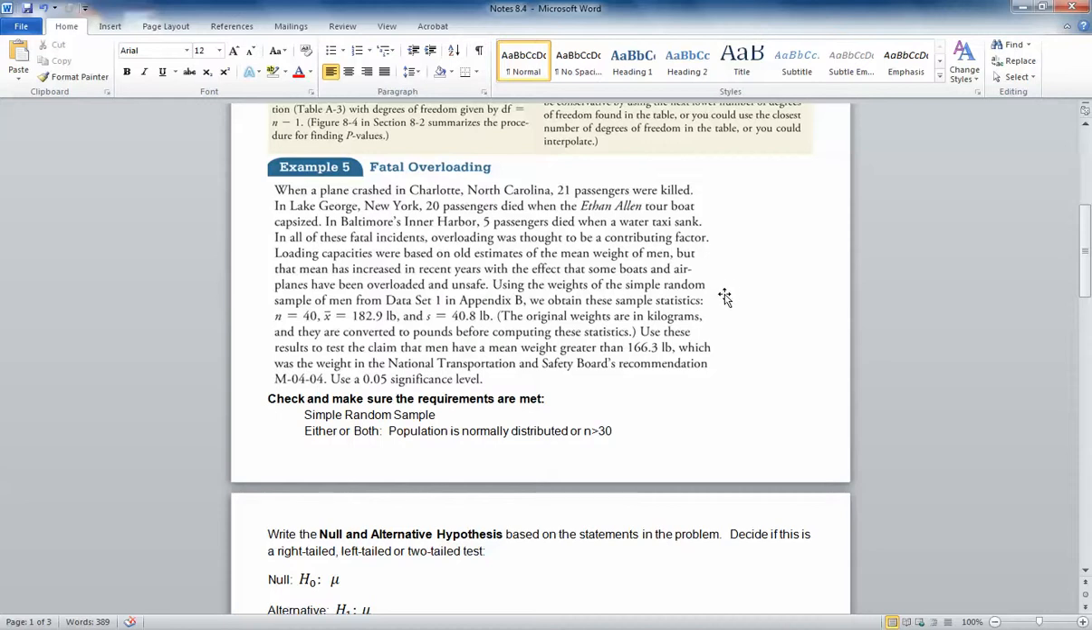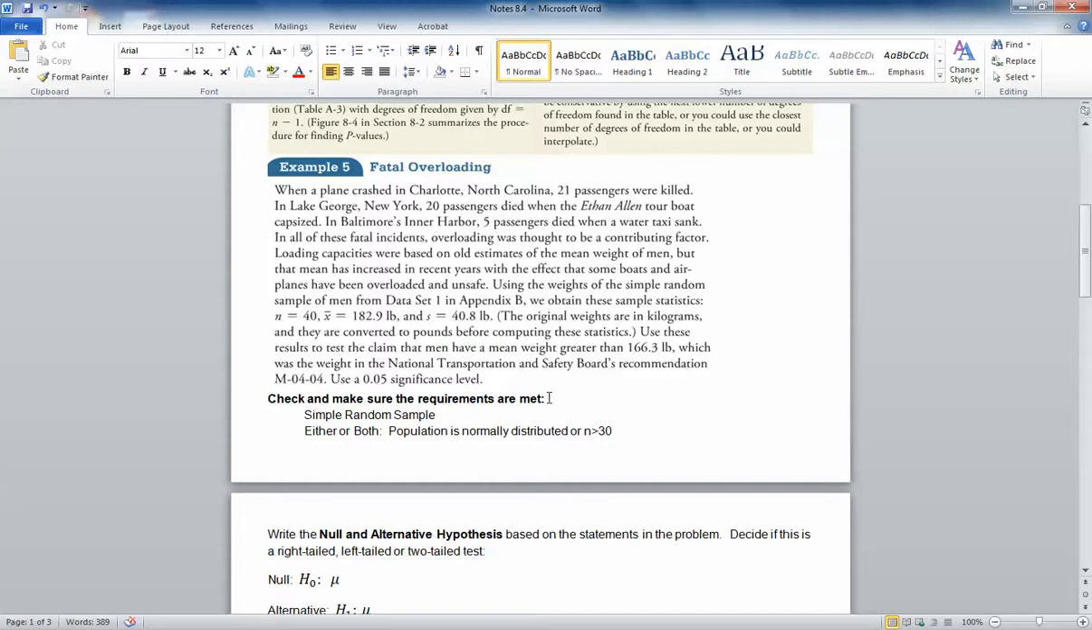Using the weights of the simple random sample of men from data set 1 in our textbook, we obtain these sample statistics. We have n equals 40 men, the sample mean x bar is 182.9 pounds, and sample standard deviation s is 40.8 pounds. The original weights are in kilograms, and they're converted to pounds before computing the statistics. Use these results to test the claim that men have a mean weight greater than 166.3 pounds, which was the weight in the National Transportation Safety Board's recommendation. And we're going to use a 0.05 significance level.